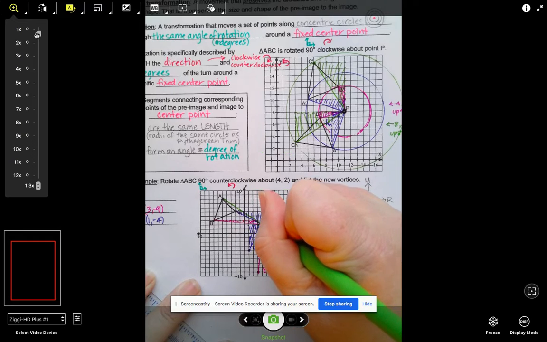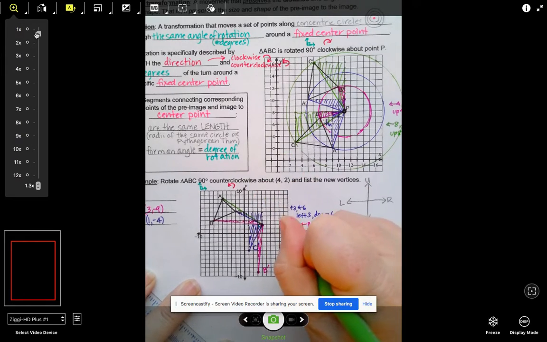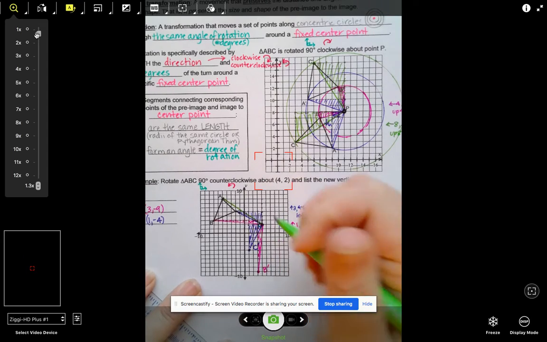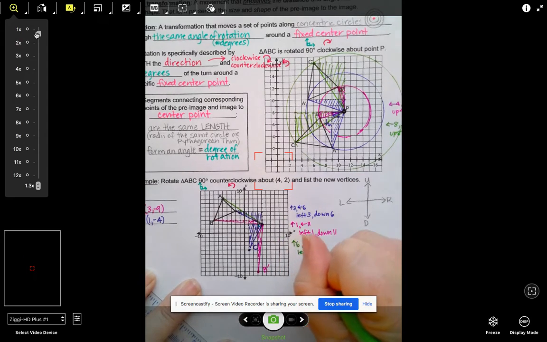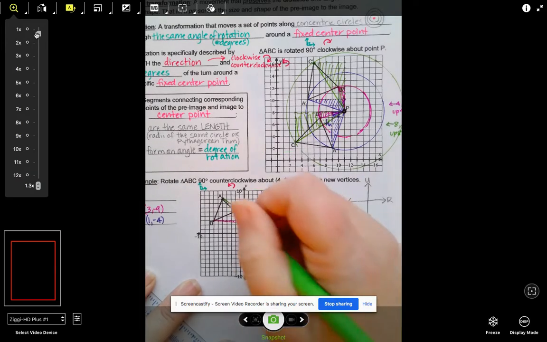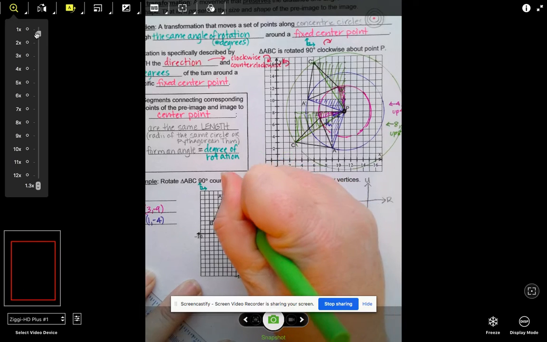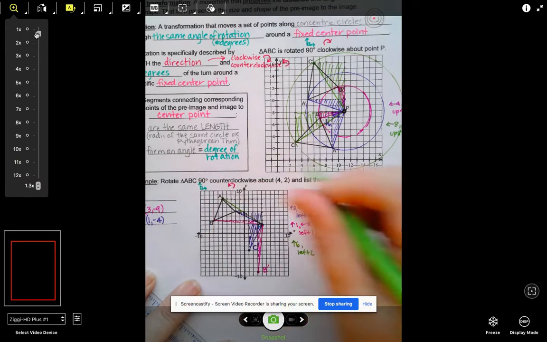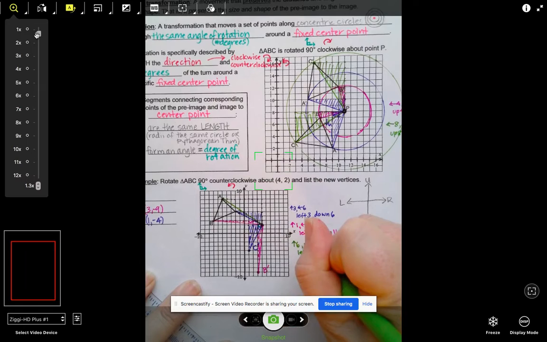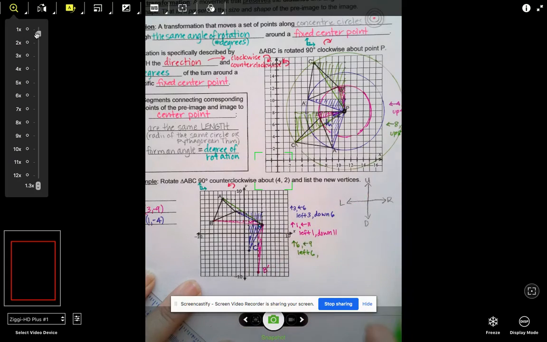So I'm going up 1, 2, 3, 4, 5, 6, which is going to turn into left 6 when I go 90 degrees that way. Okay, and then 1, 2, 3, 4, 5, 6, 7, 8, 9. This is left 9, which is going to turn into down 9.